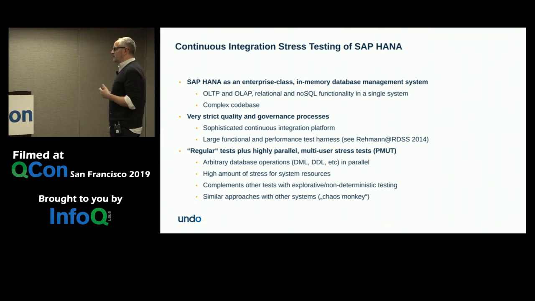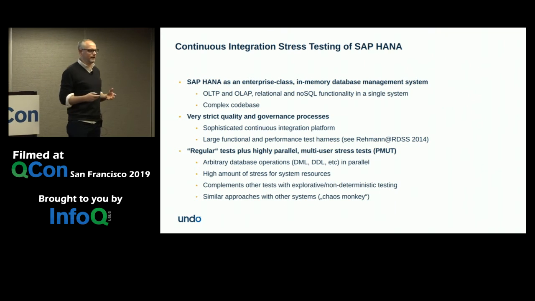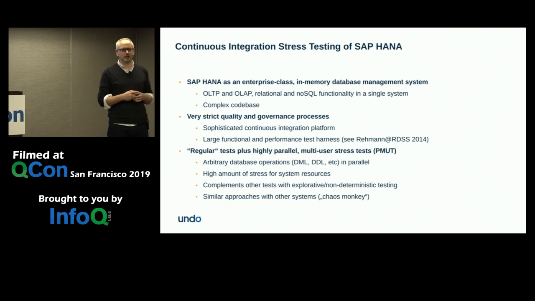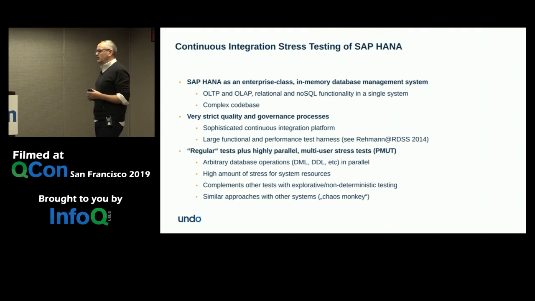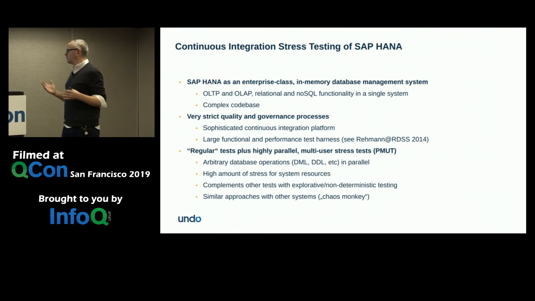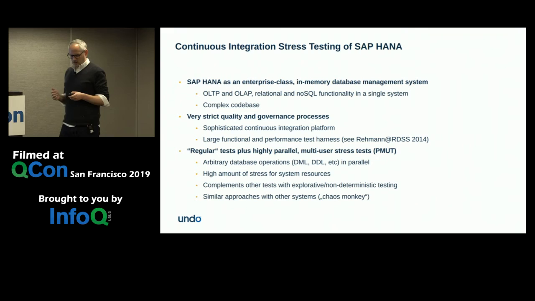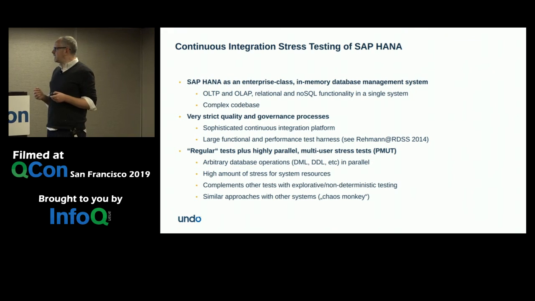SAP HANA, right? So HANA is the sort of core in-memory database made by SAP. It's millions of lines of highly optimized C++ code. It has very high reliability requirements. As you might imagine, it's a database that sits under, whenever you book an airline ticket or the scanner goes beep at the supermarket or whatever, it's probably an SAP system sitting under that.